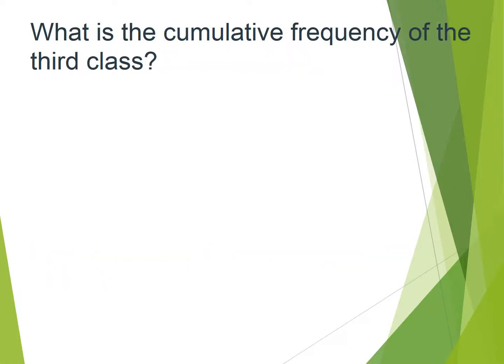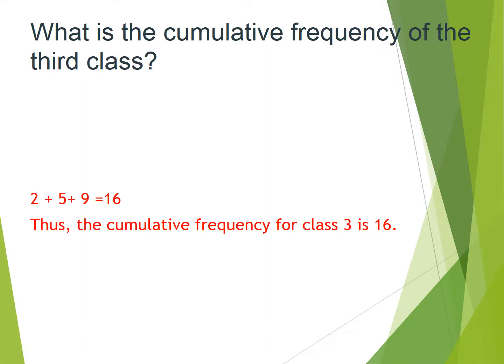What's the cumulative frequency of the third class? Recall, the cumulative frequency is the frequency in that class and all previous classes. So you're going to add together the frequency of class 1, class 2, and class 3, and you get 2 plus 5 plus 9 is 16. So the cumulative frequency for class 3 is 16.